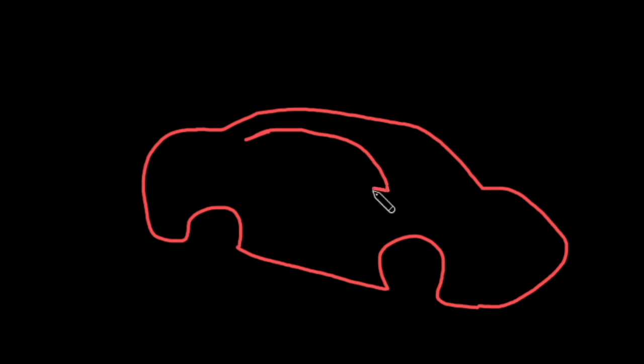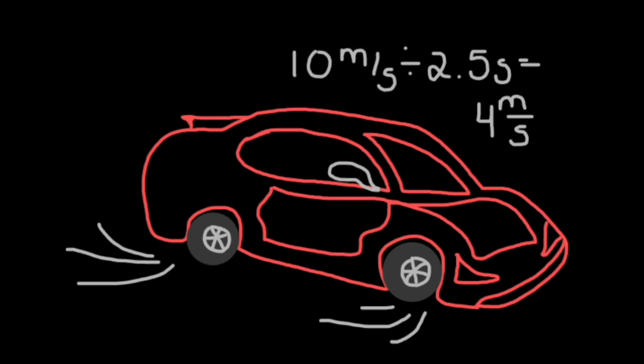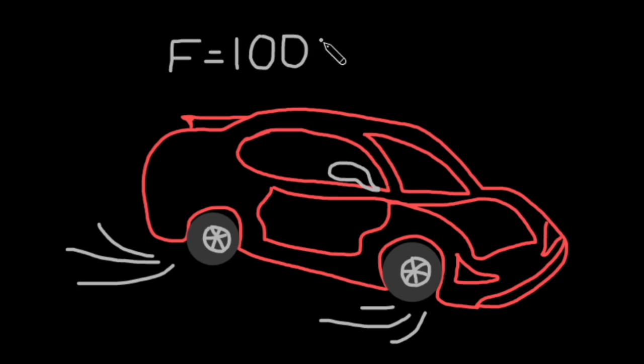If you accelerate a 1,000 kilogram car from 20 meters per second to 30 meters per second in 2.5 seconds while merging onto the freeway, how much force is applied? The acceleration would be the difference in velocity, 10 meters per second divided by 2.5 seconds, or 4 meters per second squared. Multiply that by the mass, 1,000 kilograms, to get a force of 4,000 newtons.